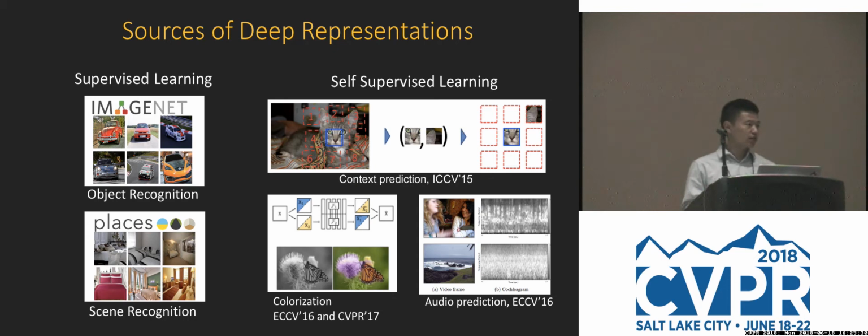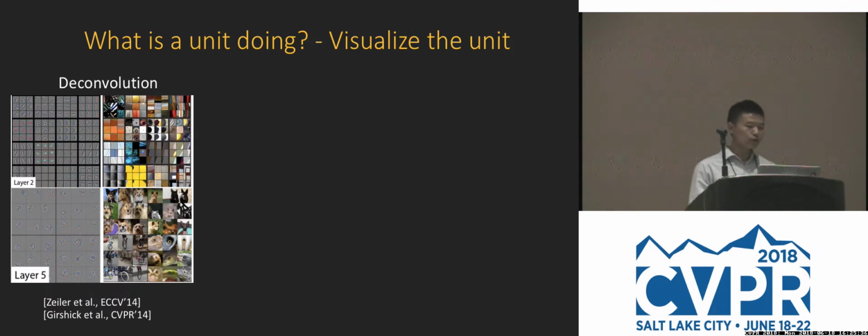So after you get so many different deep representations, what can you do to understand them? The first thing you can try is to visualize them. What is a unit doing? You can simply visualize a unit. There is a lot of previous work visualizing the internal representation. For example, deconvolution is a way to visualize the deep representation.